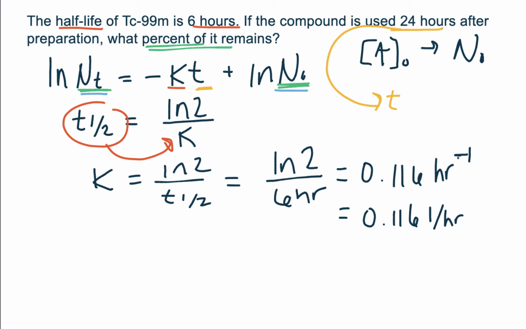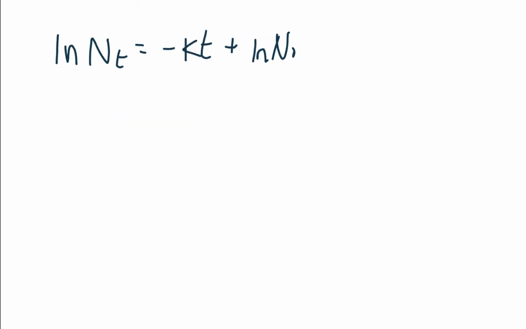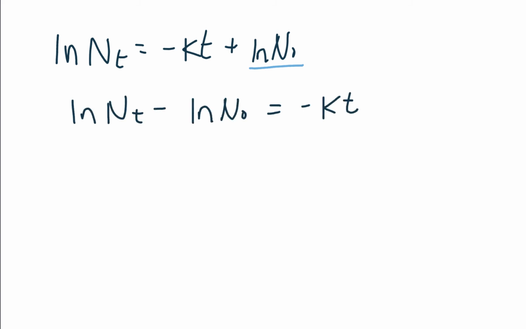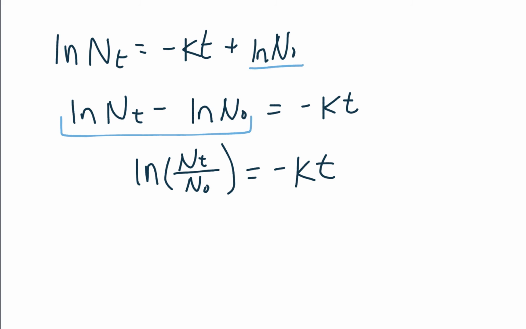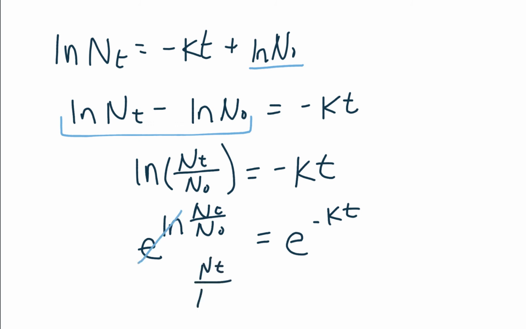Okay, so now we have k, and we can substitute that into this original equation that we wrote with t. But first, since we want to talk about the ratio of N_t to N_0, I think it's helpful to rearrange that first-order rate law. If we first start by bringing the natural log of the number of nuclei originally over to the other side, then this expression right here is the same thing as saying the ln of N_t over N naught, and then we can use the anti-natural log, which is e, over both sides, and then this e to the natural log cancels, so you're left with just N_t over N naught.